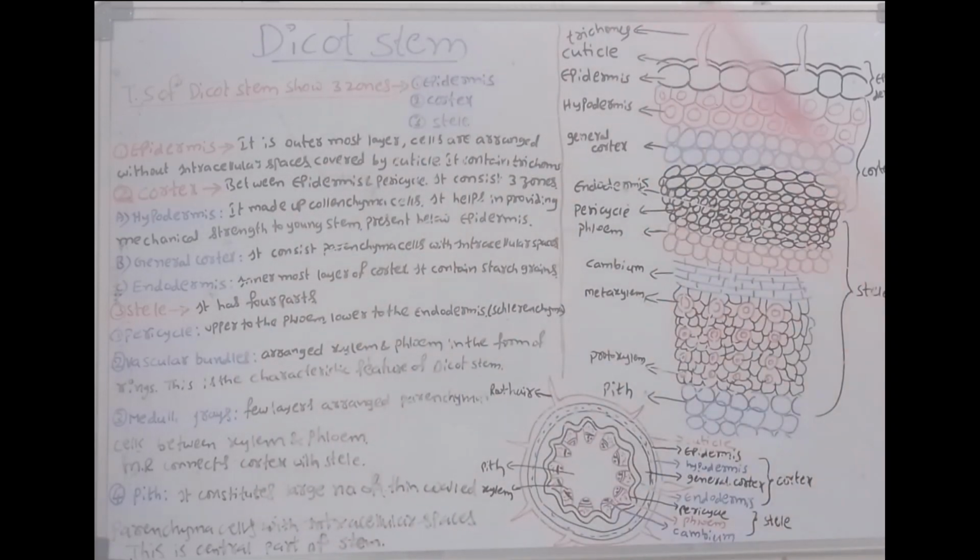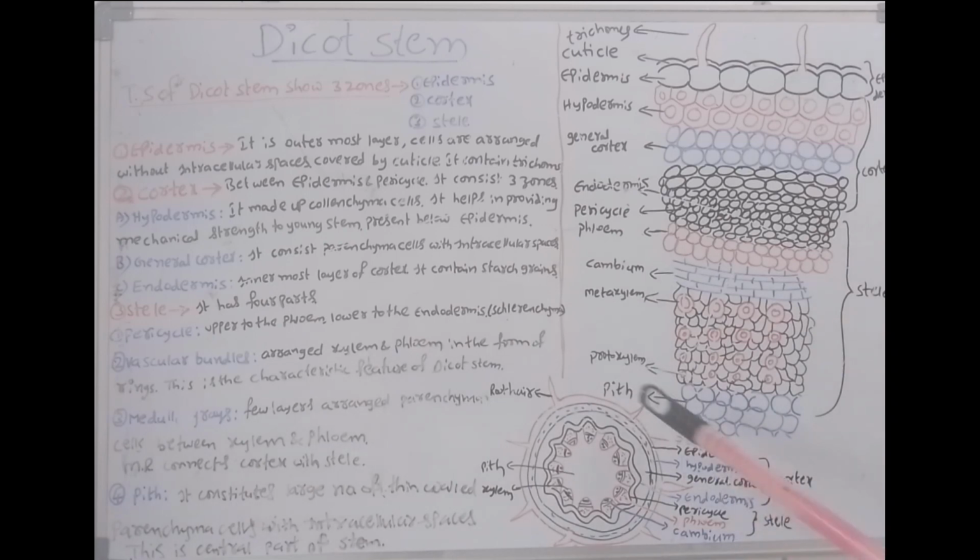This is the structure of dicot stem. Three regions: epidermis, cortex, stele. Next, this is the epidermis, with cuticle, trichomes and stomata. Next, cortex. In the cortex, three regions are differentiated: hypodermis, general cortex, endodermis. Next one, stele. This is the last part in the stem. This stele is once again divided into parts: pericycle, phloem, xylem, cambium. These three are contained in the vascular bundles. So pericycle, vascular bundles. Next, medullary rays, pith.